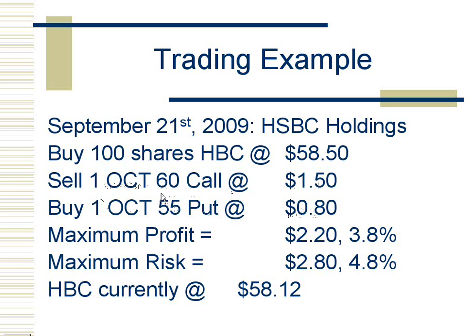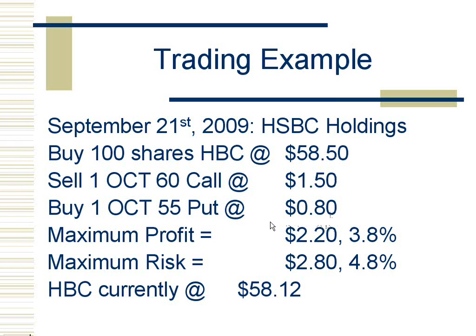The maximum profit, again, which only occurs if the stock's trading above our short call strike price and we get assigned, will be $2.20 or 3.8%. The maximum risk, if the stock plummeted and dropped below 55, would be $2.80 or 4.8%. HSBC is currently at $58.12 per share, so both our call and our put are going to expire worthless.